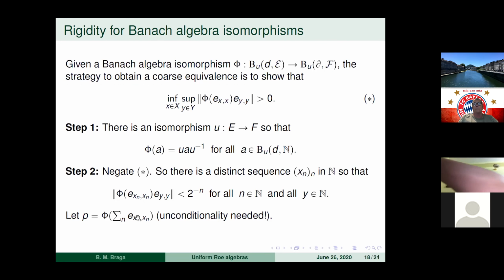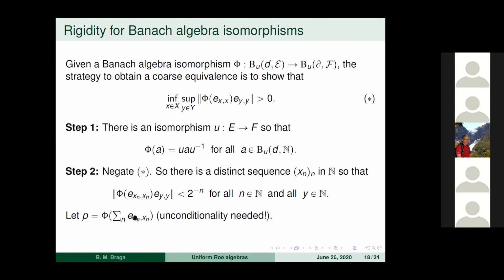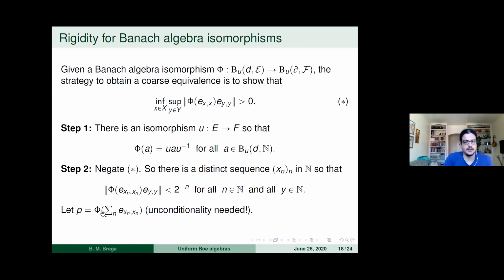So this is in the uniform Roe algebra because it has propagation zero. So you look at phi of this projection. And this is one of the important things of step one. Since the isomorphism is given like this, you can conclude that this is strongly continuous and you have that. And just let me come back to step one now.